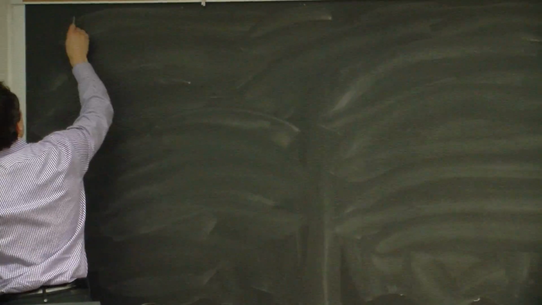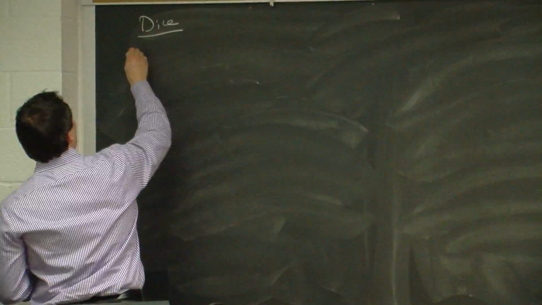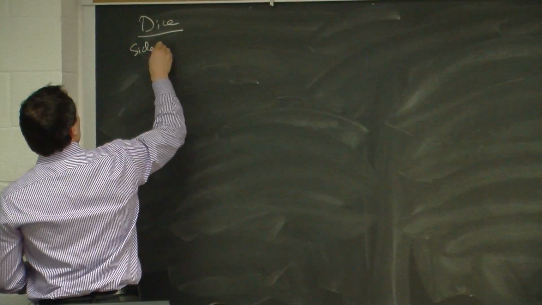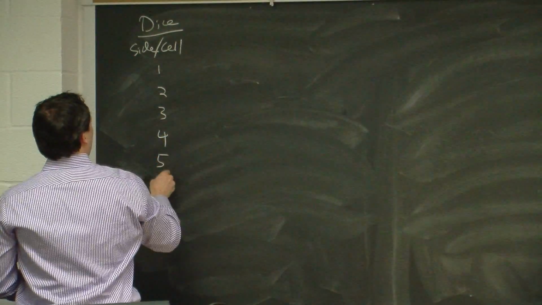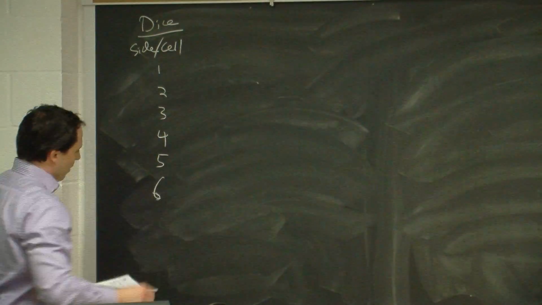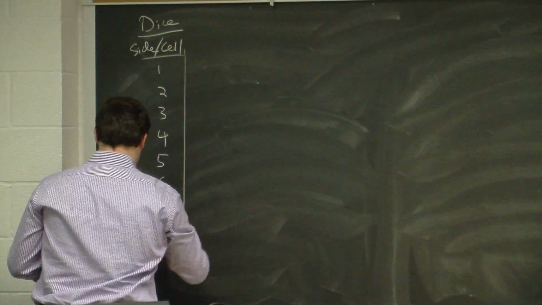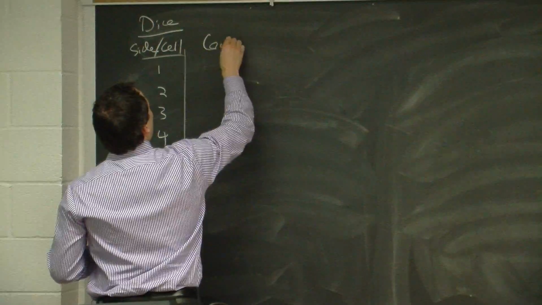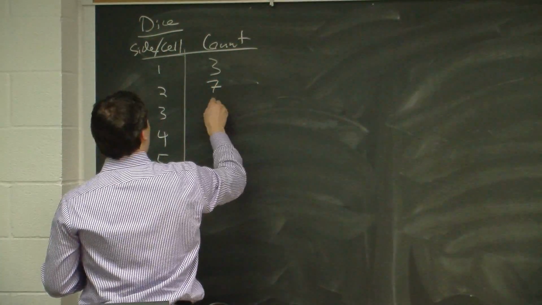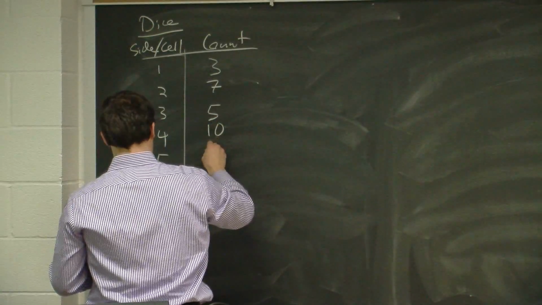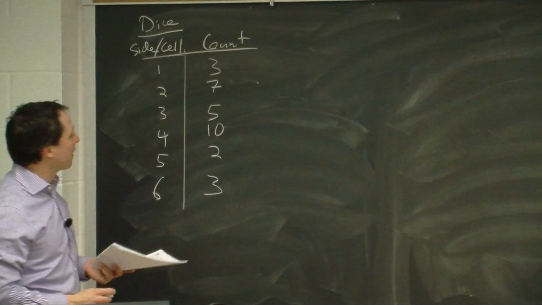Okay, so dice. This is a dice experiment. I roll a 6-sided die 30 times. There are cells labeled 1, 2, 3, 4, 5, 6. Is this an ordinal or nominal variable? What do you think? Yeah, it's a nominal variable masquerading as an ordinal one. There are numbers, but the numbers don't really mean anything.